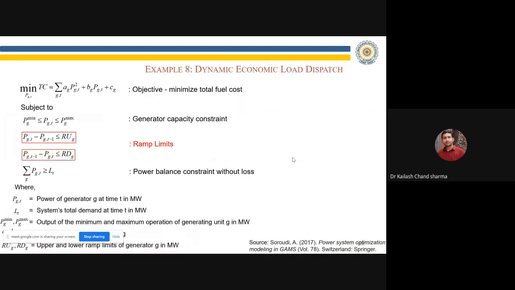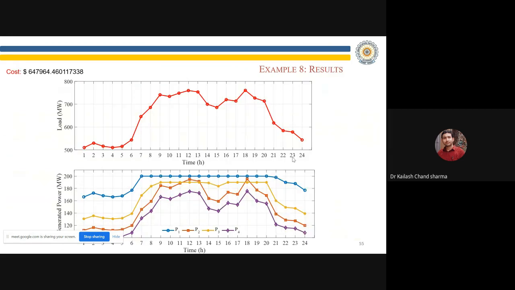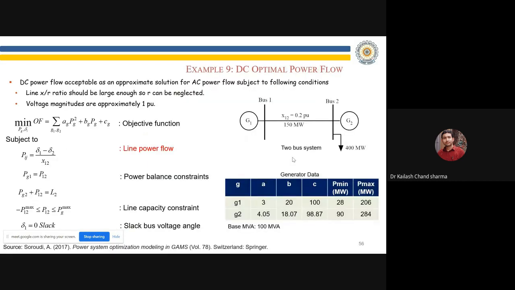For multiple periods, we can further upgrade. We can consider the ramp limit of generators. The same program we can modify for four generators, considering the ramp limits also, ramp up and ramp down, for different load values. And we can find the optimal scheduling of generators for the given load profile. We also discuss the same GAMS code for optimal power flow.